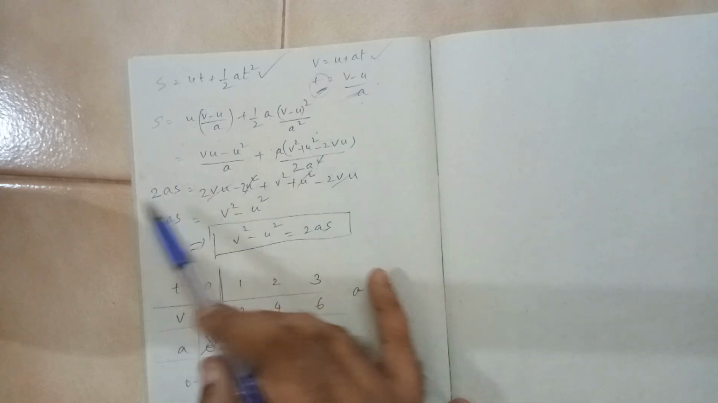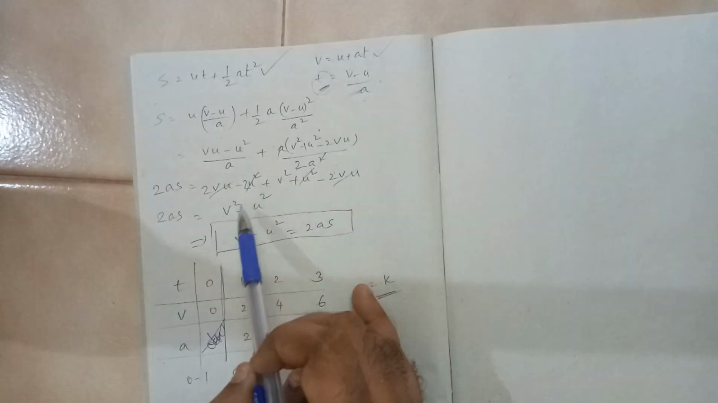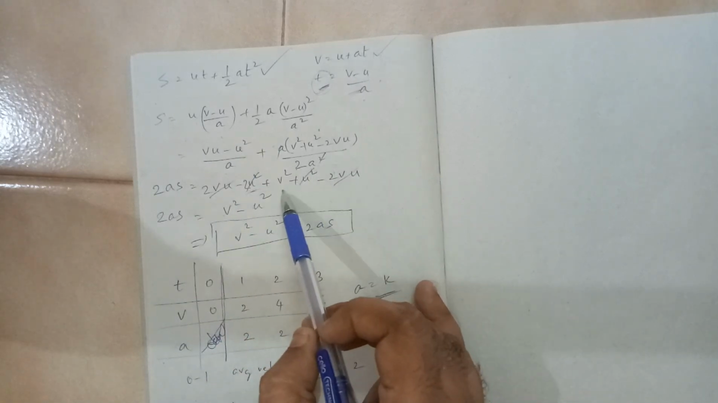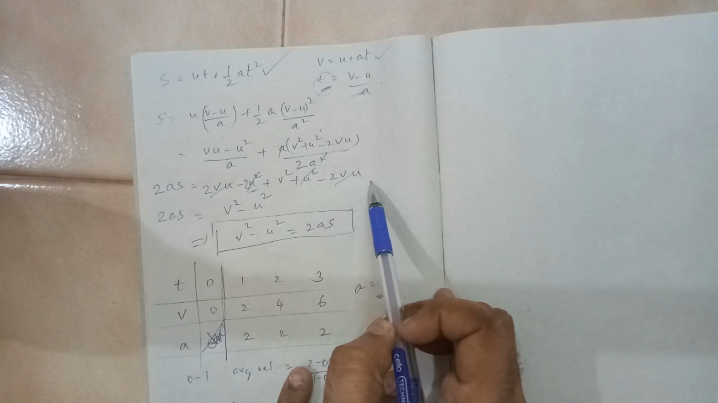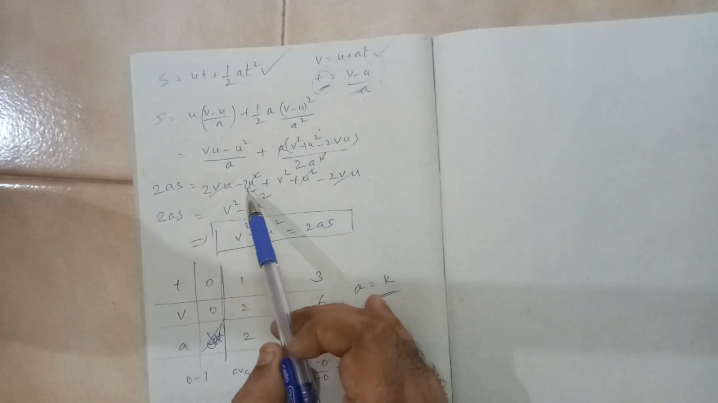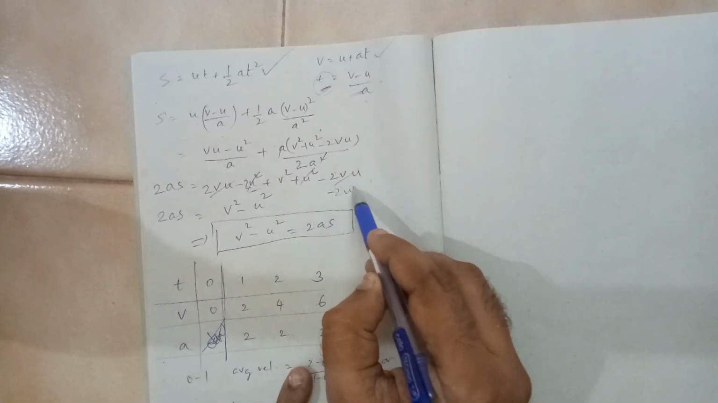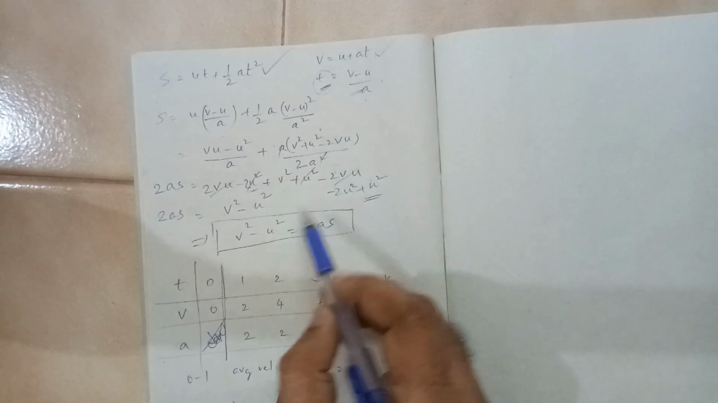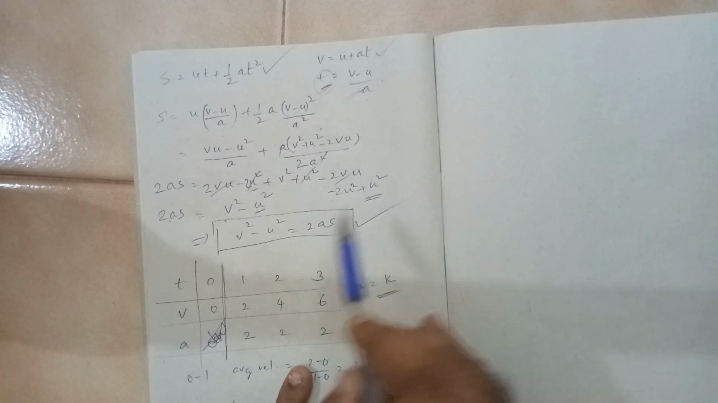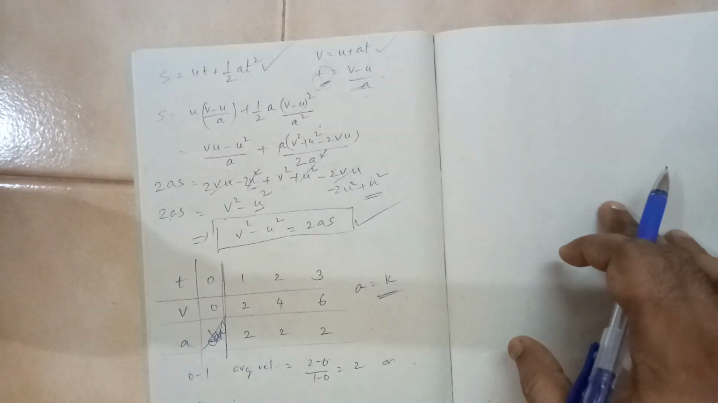Here 2 is there. Multiply both sides with 2, you get 2as is equal to, you have to multiply this with 2, so 2vu minus 2u square, and this will be v square plus u square minus 2vu. So common terms, vu cancelled, and here there is minus 2u square and there is plus u square, you get minus u square. So v square minus u square is equal to 2as is what we have derived. So we have basically derived all the three equations.